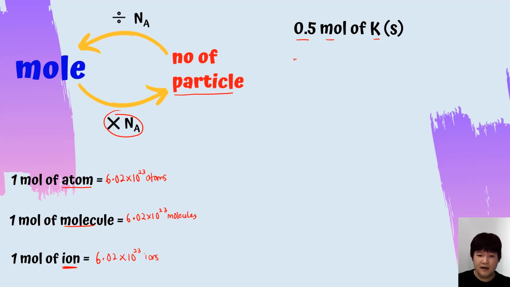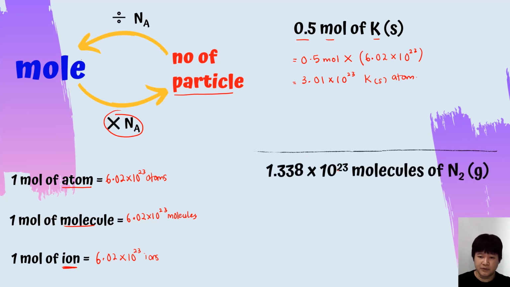So I have 0.5 mole of potassium and I want to change it into particles. Therefore, I times with the Avogadro constant again. So I times 6.02 times 10 to the power of 23. Press your calculator correctly. Make sure you have the bracket in your calculator. And when you solve it, you realize that 0.5 mole of potassium is equals to 3.01 times 10 to the power of 23 potassium atom.